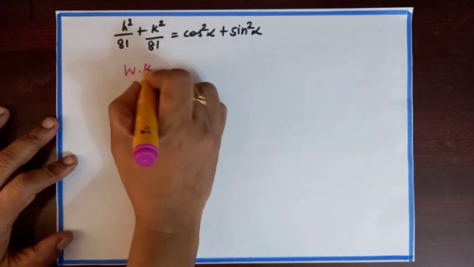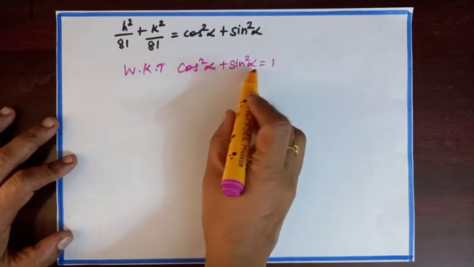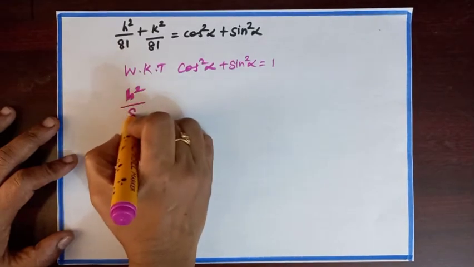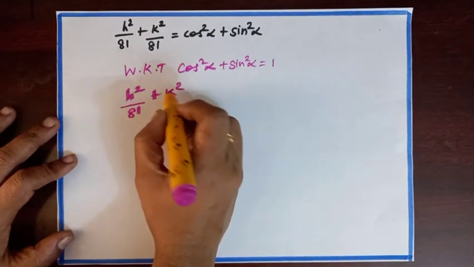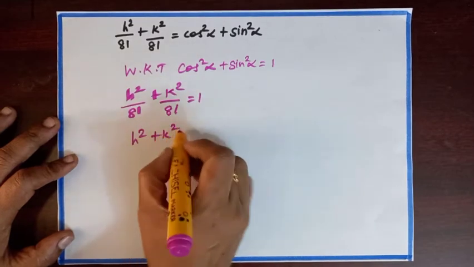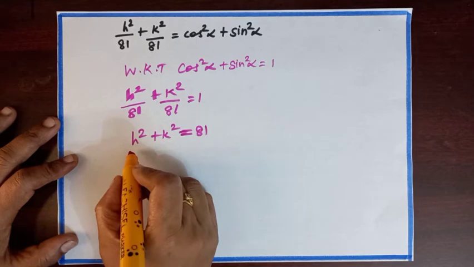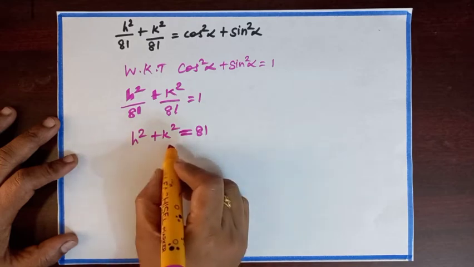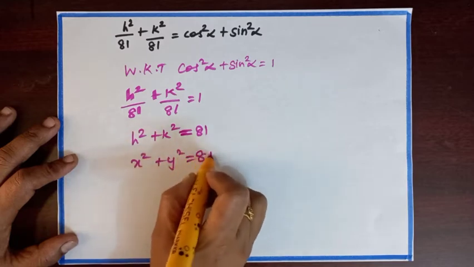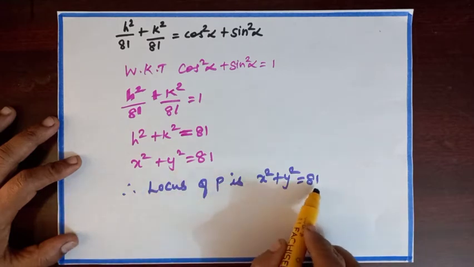We know that cos square alpha plus sin square alpha equals 1. Then we get h square by 81 plus k square by 81 equal to 1, which gives h square plus k square equal to 81. Now we have to replace h by x and k by y. Then we get x square plus y square equal to 81. Therefore, the locus of P is x square plus y square equal to 81.